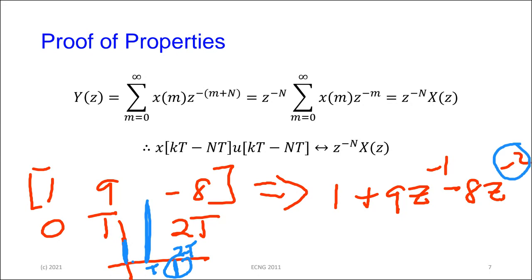Hence it is z to the minus 2. Putting it as 8 over z squared doesn't tell the same story. So we like to hold it in this form for our purposes. Everybody following?